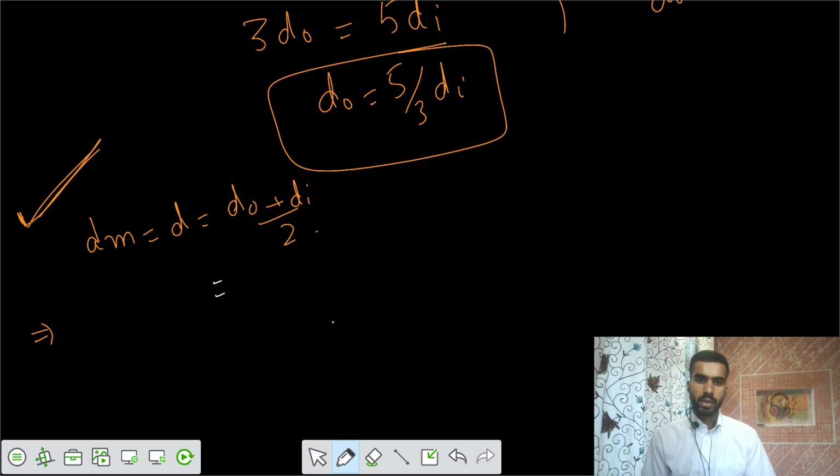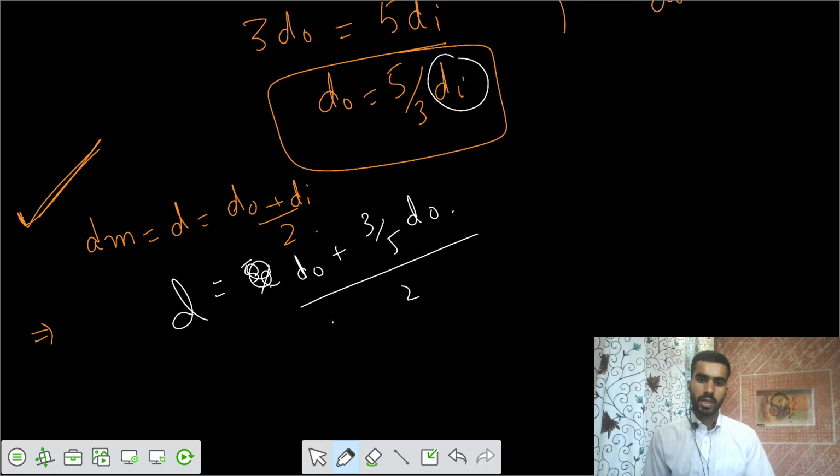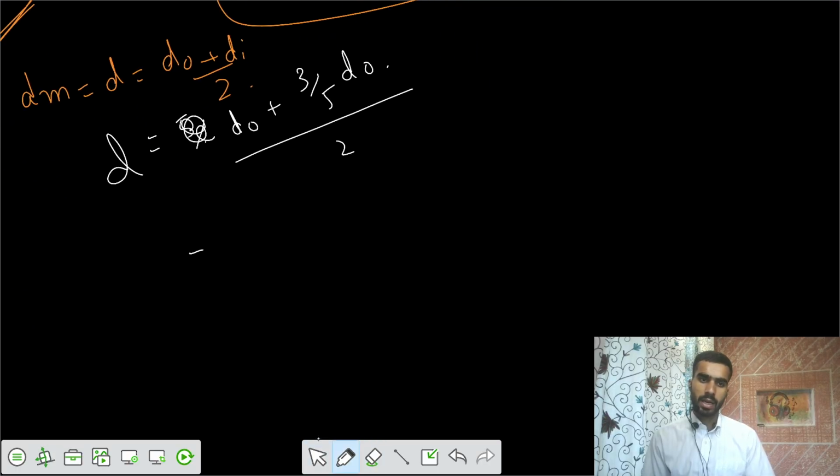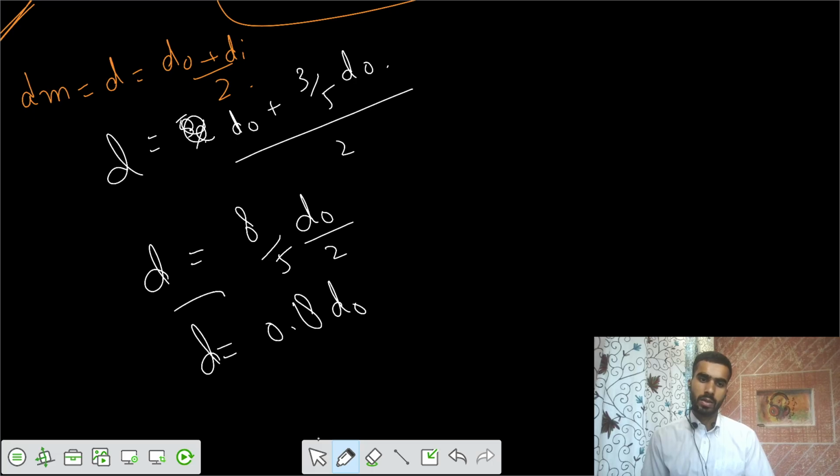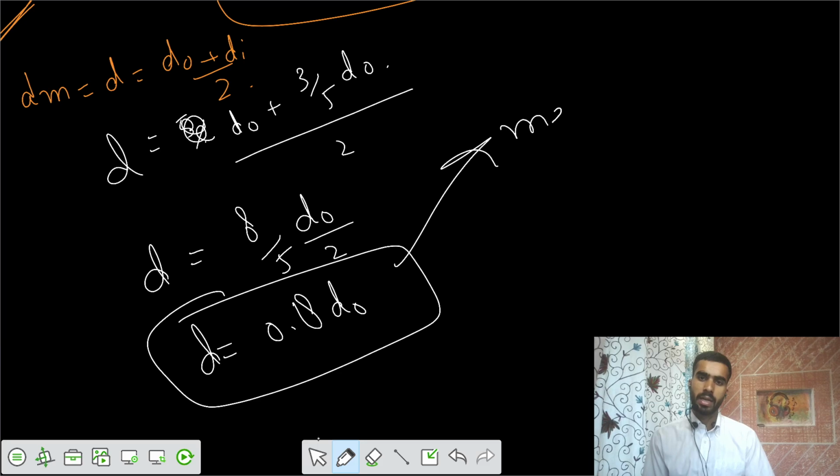Let's write d inner equals to 3 by 5 of d outer. So I would write d outer plus 3 by 5 of d outer divided by 2, that is equals to d. That means 5 plus 3, that's 8 by 5 d outer by 2, that's d. So I would write 0.8 of d outer equals to d. So your mean diameter is 0.8 times your outer diameter.